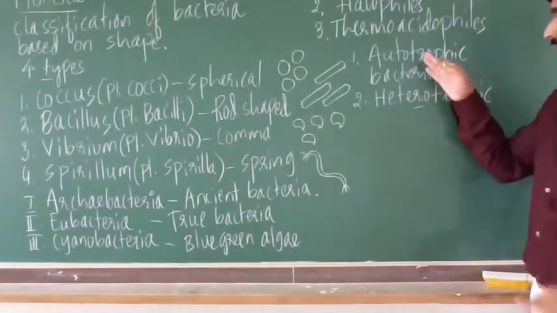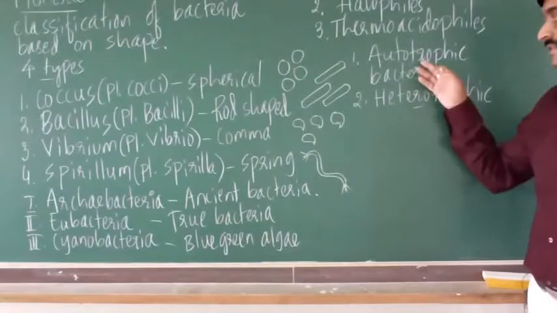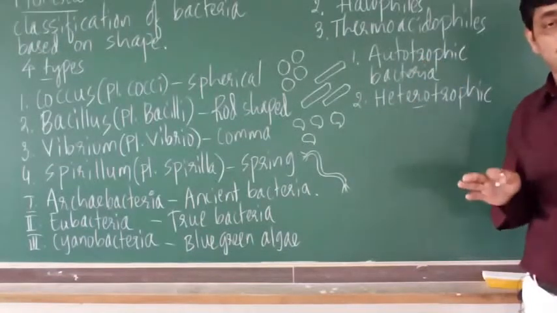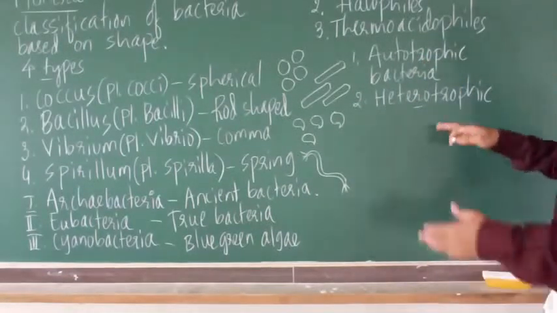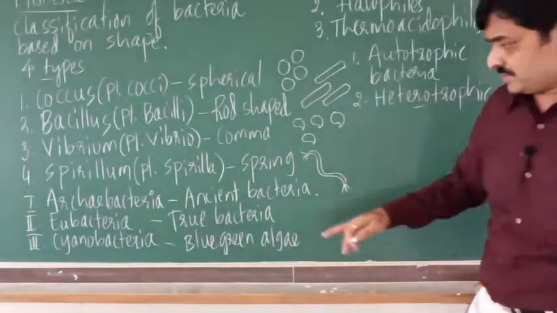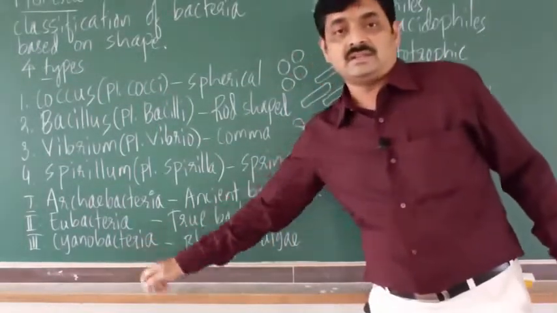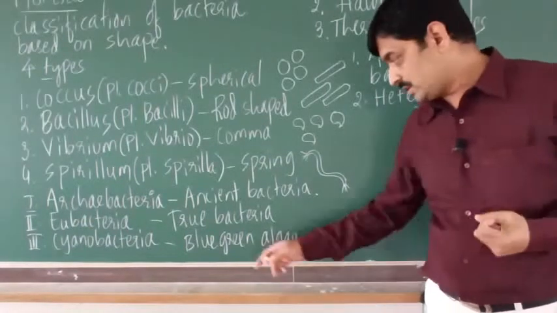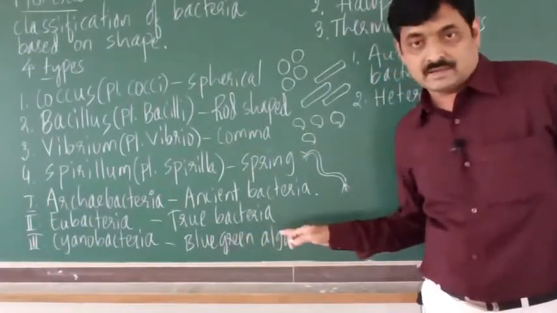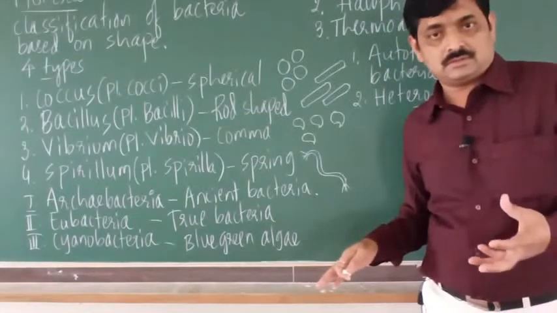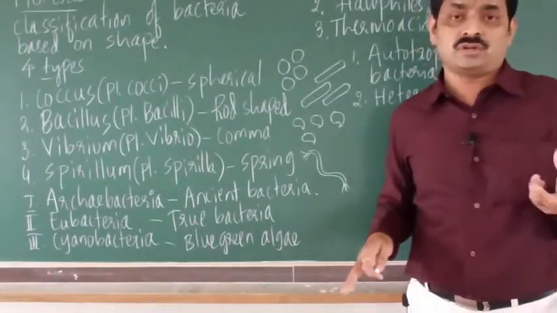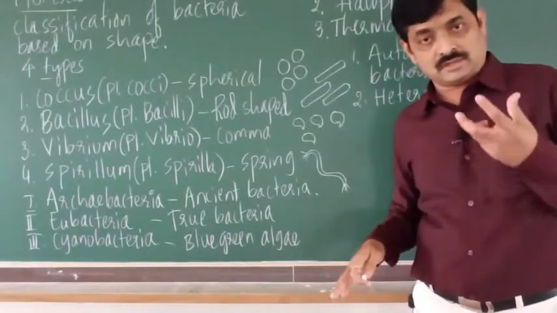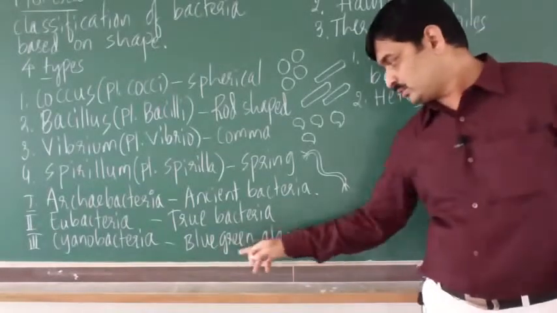So that is about the two groups of bacteria, that is autotrophic and heterotrophic bacteria. So after this, we shall consider the cyanobacteria. So cyanobacteria, they are commonly called blue-green algae because of their color, right? Their blue-green color is mainly because of chlorophyll. So they are called blue-green algae.